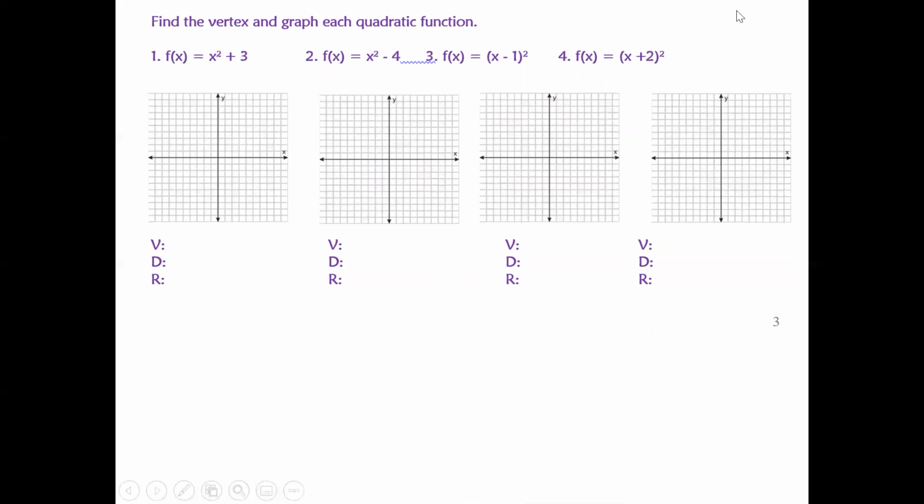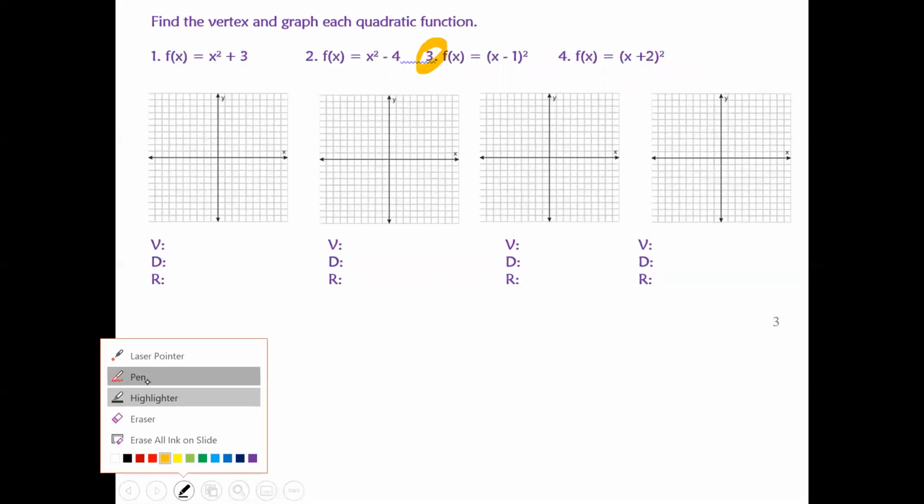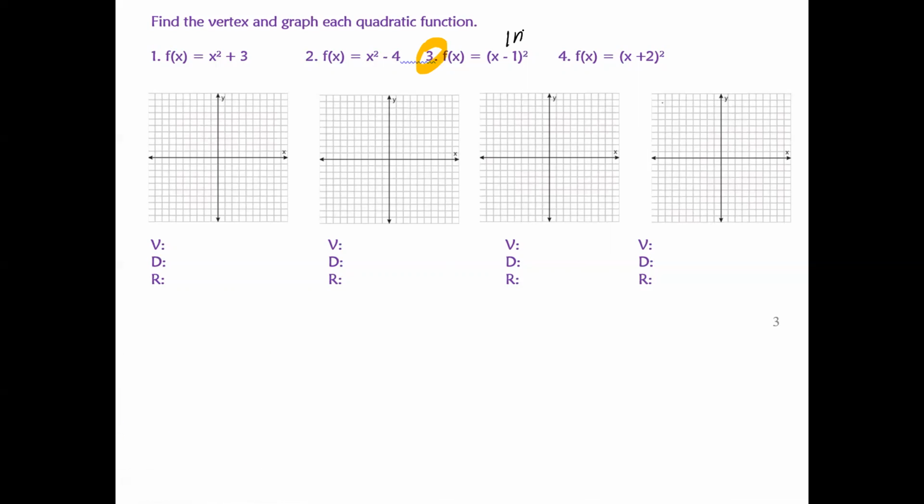All right, and then for now, instead of using that chart that we plugged all those points in, I just want you guys to go ahead and graph this. Let me pick number 3. For number 3, I can see that it's going to be 1 to the right, and this is my graph. V is for vertex. My vertex is right here, and that's at positive 1, 0.